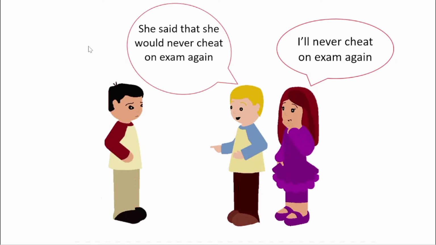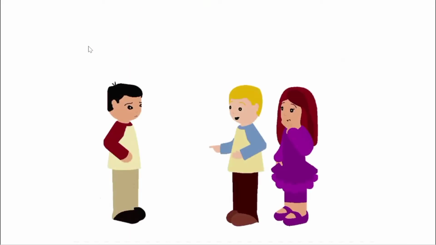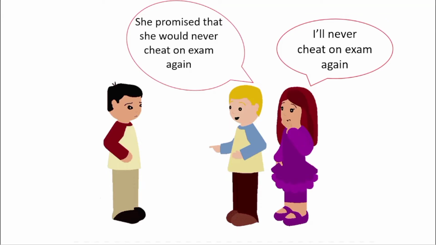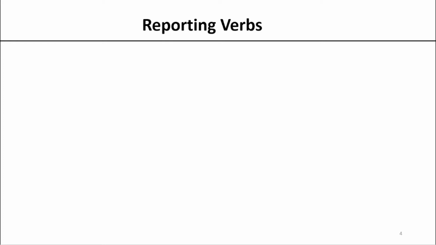Now let's look at the next illustration. "I'll never cheat on exam again." And then let's see how this man reports. She promised that she would never cheat on exam again. So we can see here this man used the verb promise. Instead of saying she said, this man chose the verb promise. Okay, that's a reporting verb. Reporting verbs.